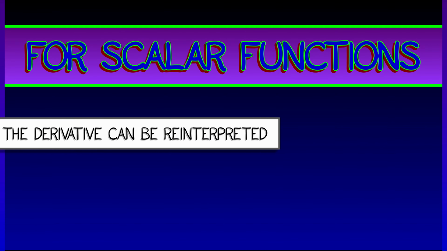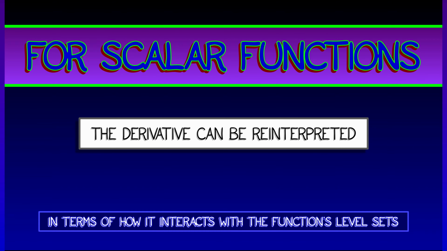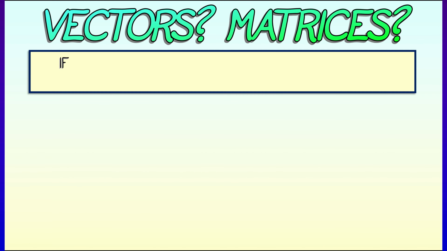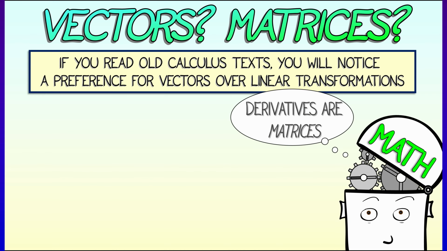All right, for scalar-valued functions, we're going to find a new interpretation of the derivative that works well with level sets. But in order to do that, we're going to have to overcome some cultural differences. If you look at some old-fashioned calculus books, you're not going to find matrices, you're not going to find linear transformations. This is a bit more modern approach, thinking of derivatives in terms of linear transformations.